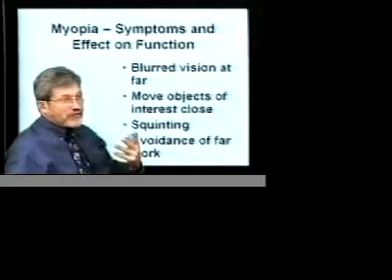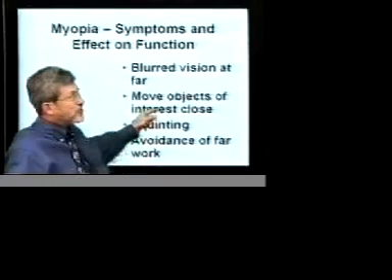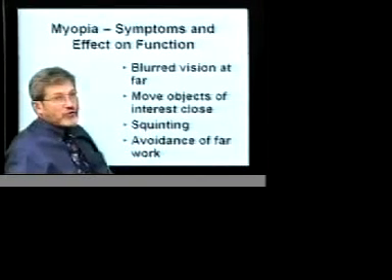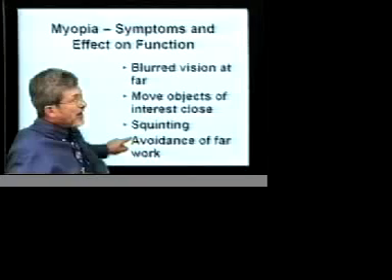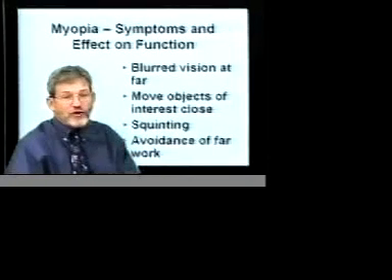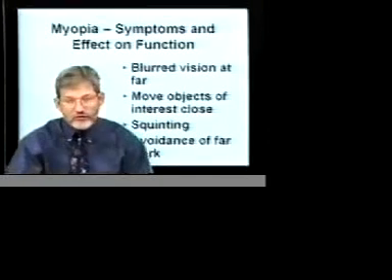So if they don't have their glasses on or if they're not corrected, the only things they can see are objects which are up close. Myopes oftentimes will squint to be able to see something a little bit better, and if they're not corrected, they will avoid doing work at a far distance because basically you can't see clearly in the far distance.